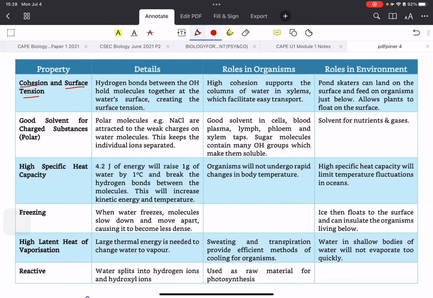Well, the hydrogen bonds between the oxygen and the hydrogen hold the molecules together at the water surface, right? So if you have a body of water here, and this is the water surface, if you look from above, the water will look very still. This is because the hydrogen bonds actually pull on the water and keep it very tight, like a trampoline almost. So very light organisms, like pond skaters for example, can actually walk on water because they are so light that their body does not break these hydrogen bonds.